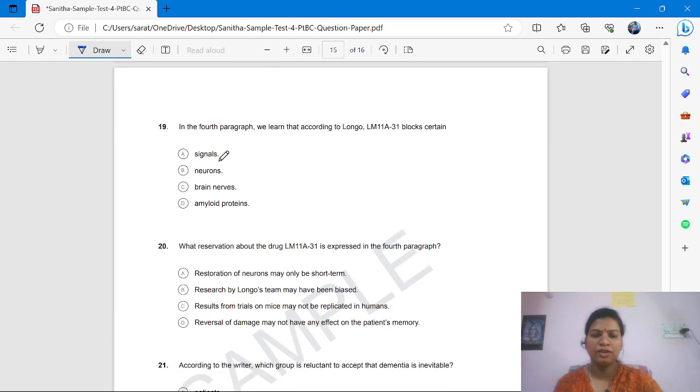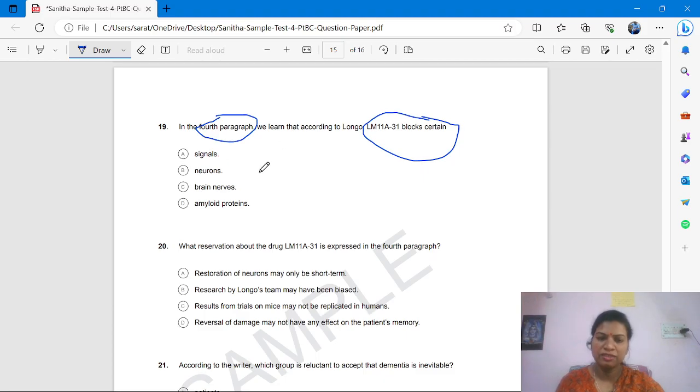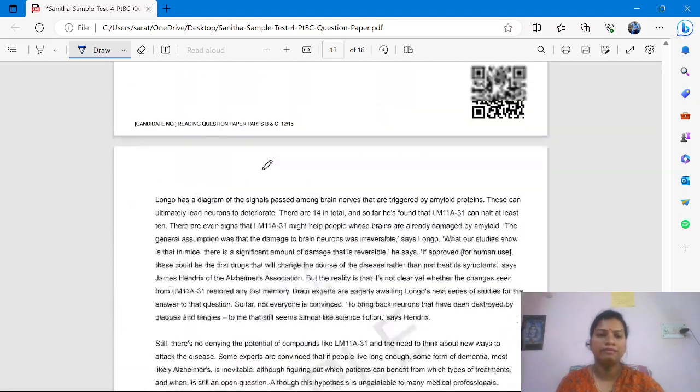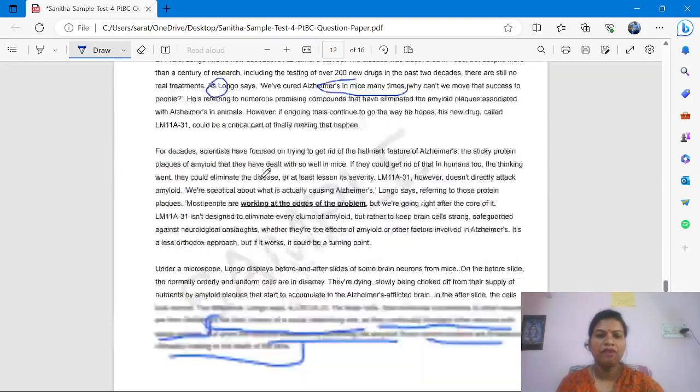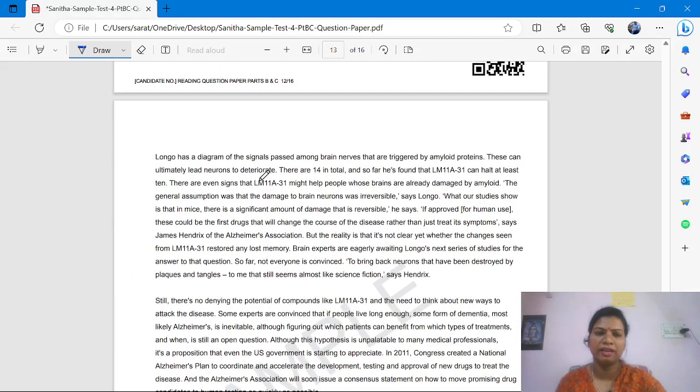So we come to the next question. In the fourth paragraph, we are going to find out the answer. In the fourth paragraph, we learned that according to Longo, LM11A31 blocks certain things. What is it: signals, neurons, brains, amyloid protein? So we have to read the options, then come to the fourth paragraph. One, two, three. This is the fourth paragraph.